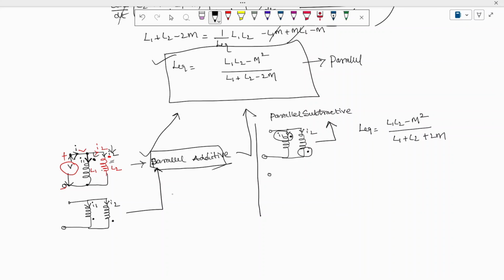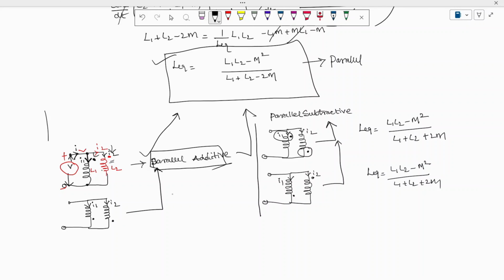The same I can draw one more circuit. So here I have a dot and here I have a dot. So for the current I1, the dot is there at leaving. For the current I2, the dot is there at entering. This is also called parallel subtractive. Therefore, the formula of L equivalent is L1 L2 minus M square divided by L1 plus L2 plus 2M.